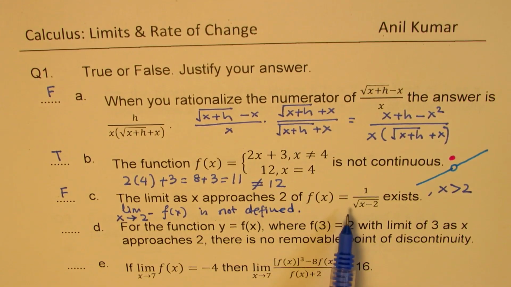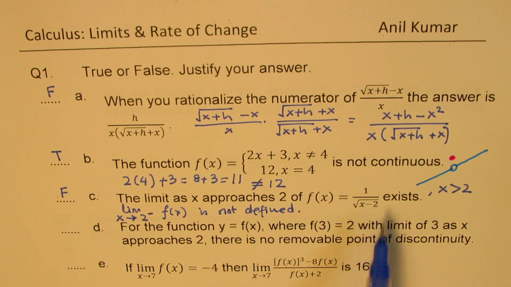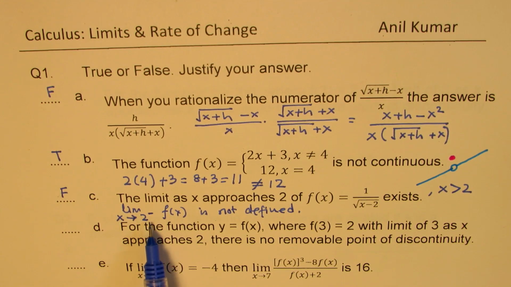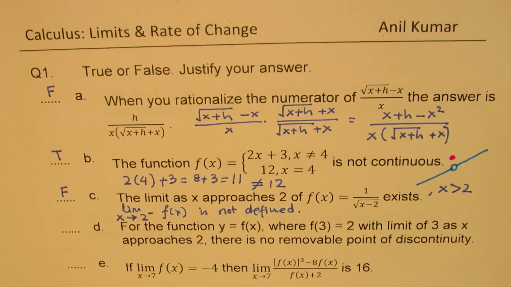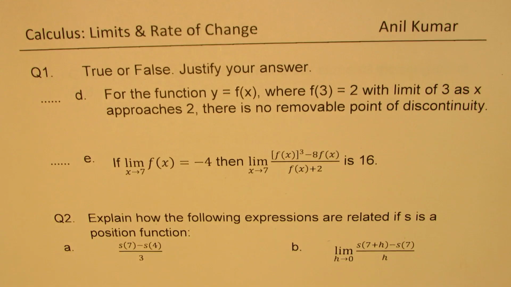So one side limit exists, which is from the right side, but the limit does not exist at 2 since the limit from the left side is not defined. Is that clear to you, right? So that is how we are going to answer this particular question. Part D and E, let's take it on a fresh page.